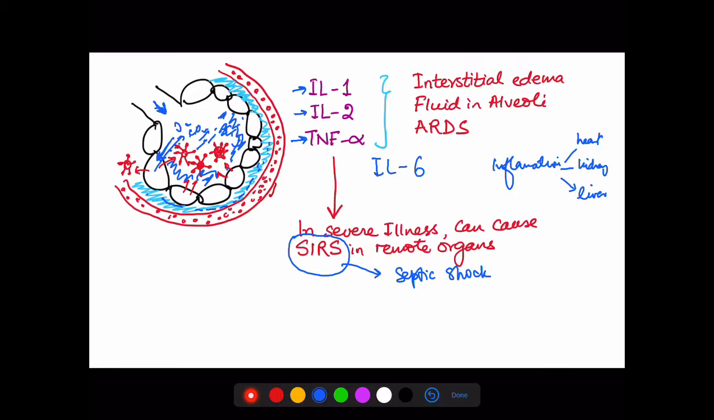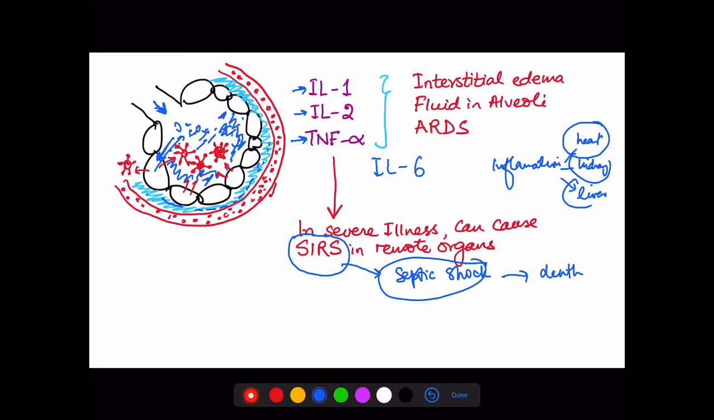So that's why it can be quite dangerous if there is an overwhelming replication of the virus and at the same time the inflammatory response gets out of order. It becomes dysregulated and causes a wide activation of inflammatory cascades in organs like the heart, kidney, liver, etc., which can ultimately end up in septic shock, and that can ultimately lead to death.